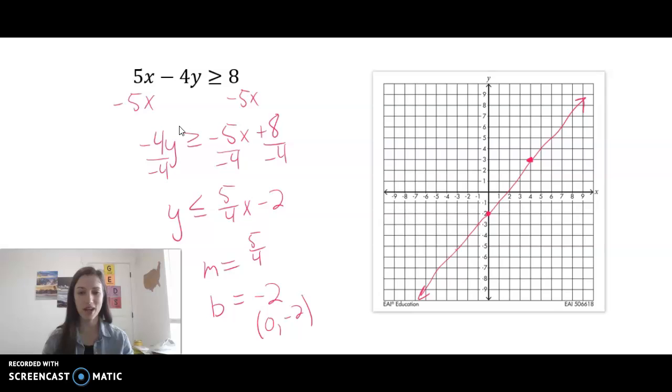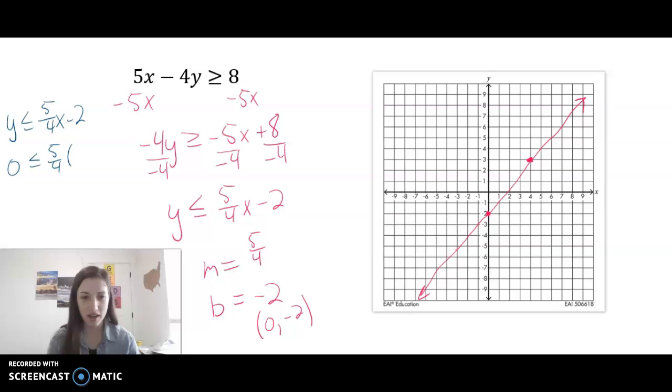And then I need to figure out what side I'm going to shade. Okay, so to do that, I'm going to use a test point. So I'm going to switch colors here. My y is less than or equal to 5/4 x, and then minus 2. My test point, I'm going to plug in 0, 0, just because it's the easiest. So if I plug in 0 for y, and then I plug in 0 for x, I'm just going to simplify this. We've got 0, 5/4 times 0 gives me 0, minus 2, so negative 2.